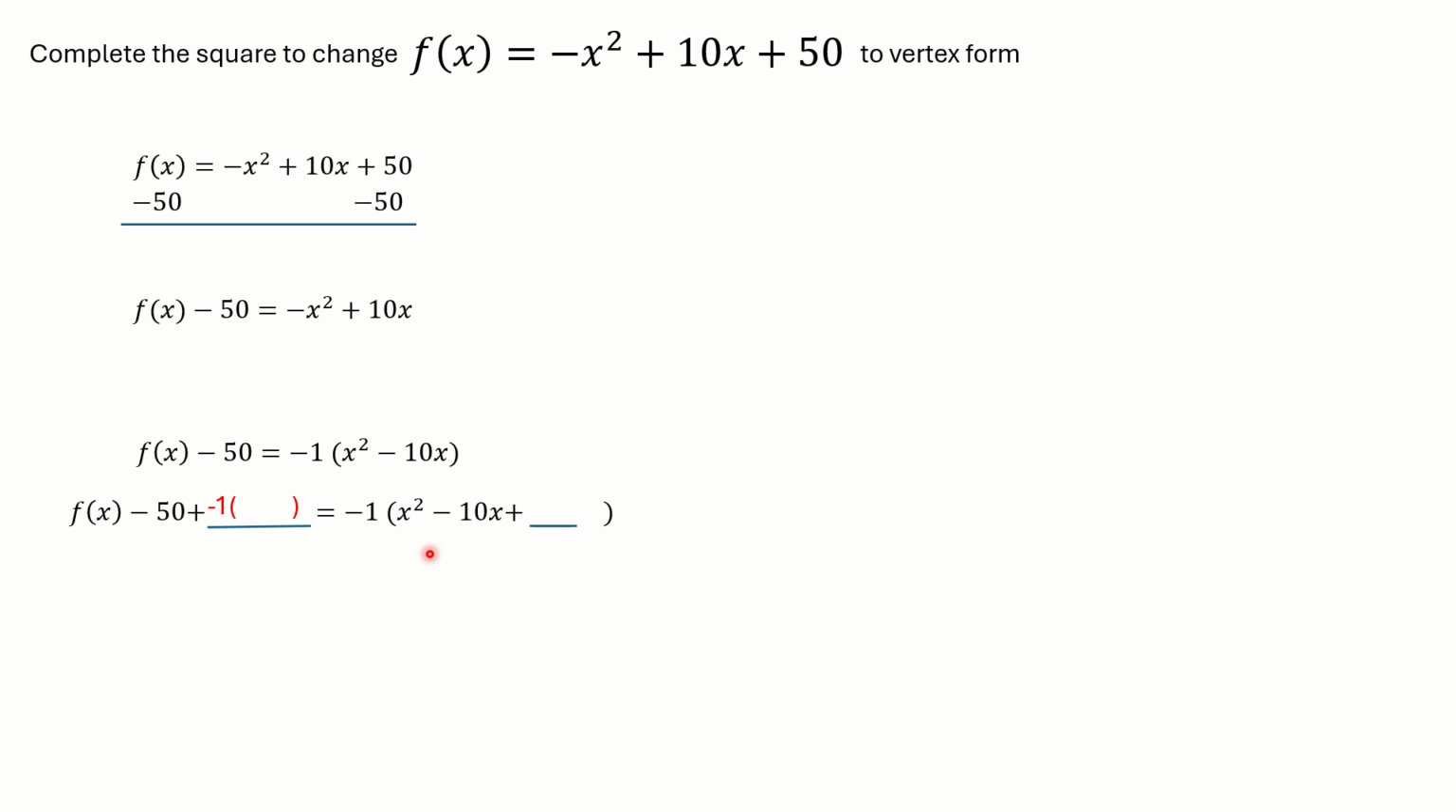So the magic number comes from looking at the coefficient of the x term. It's a -10.